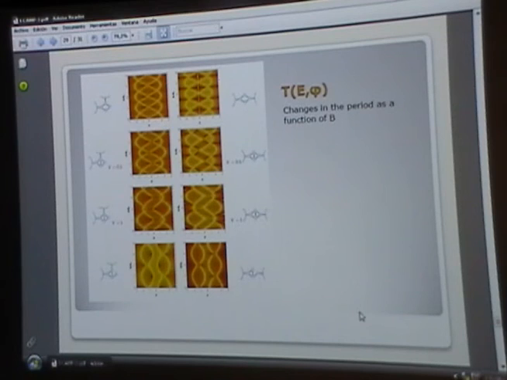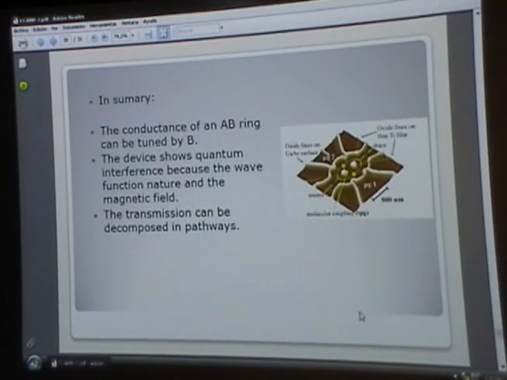So actually the change in the configurations, because we are not putting here any area for the ring, the change in the configuration is responsible for changing the period by a factor of 2.